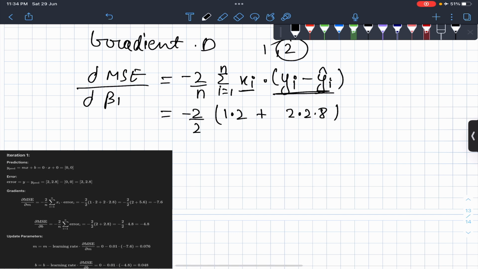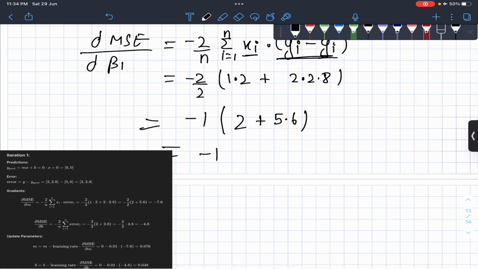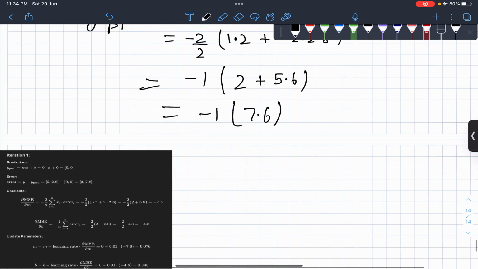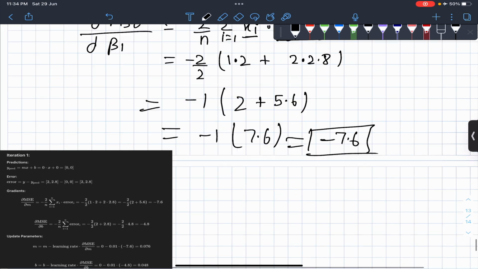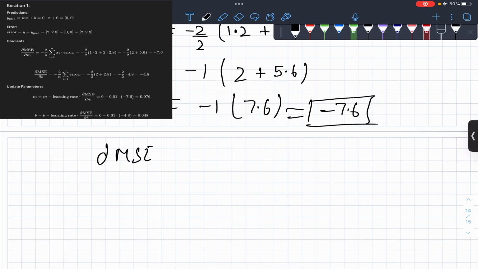Do you have any problem? No. Let's do it quickly. It will be minus 1 over 2, times 2 plus 5.6, which is 7.6. So this is the derivative of our beta 1. Got this? Now we'll find the same for beta 0.